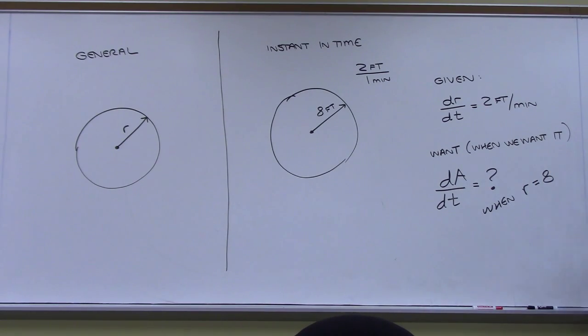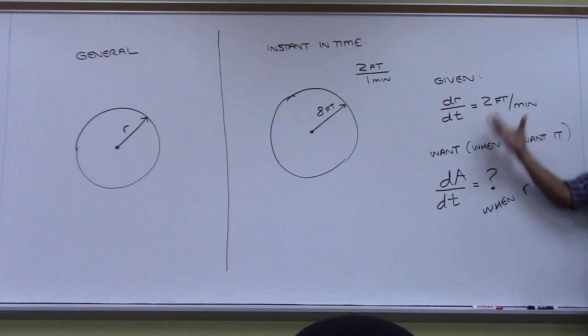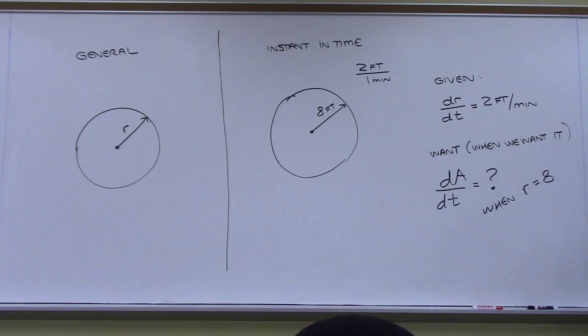So I've written down what I'm given. I've written down what I want. Is there any other information in the problem that I've left out here? I've taken care of all the numbers, right? I've got the 8 there, I've got the 2 there. I've got what I'm trying to find. So everything is here? All right.